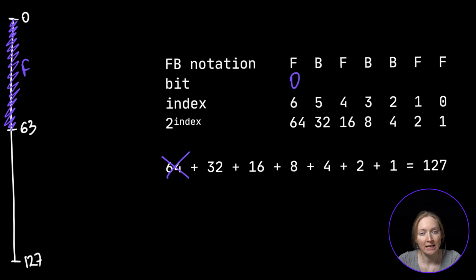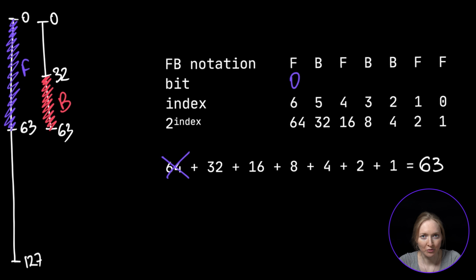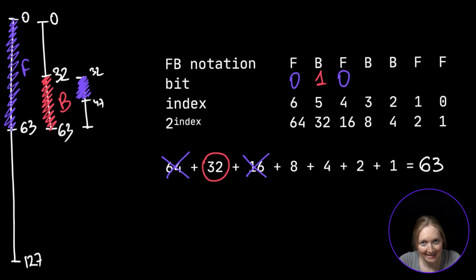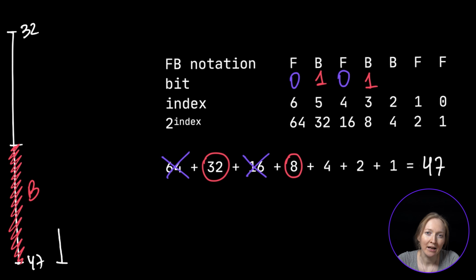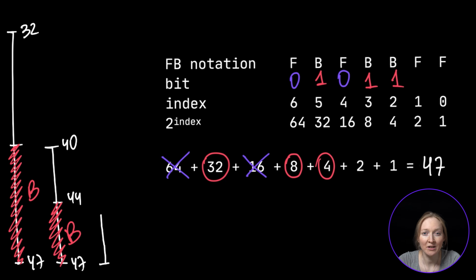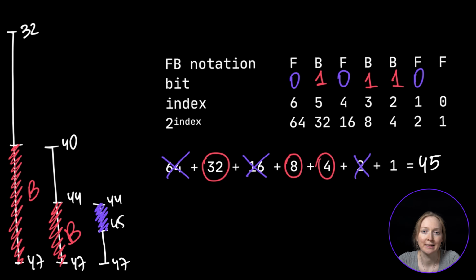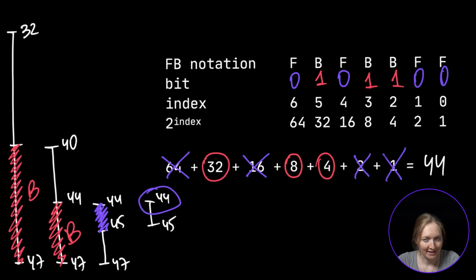That's the same as not adding 64 to the result. That keeps the result in the range from 0 to 63. The second B means to take the upper half. That's the same as adding 32 to the result, keeping rows from 32 to 63. The next F means to take the lower half, or not adding 16 to the result, keeping rows from 32 to 47, and so on. We take 8 and 4 as their bits are 1s and discard 2 and 1 as their bits are 0s. And we have the resulting sum, 44.